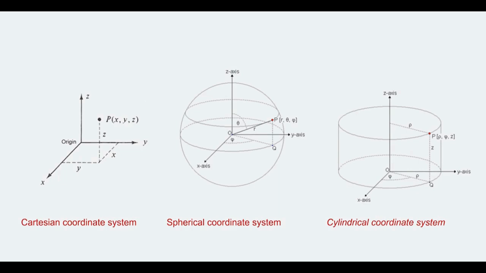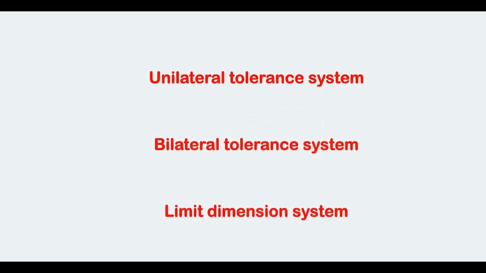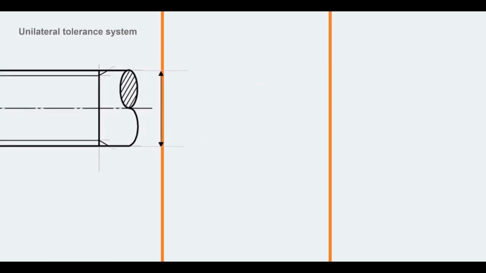Tolerances, as discussed before, are shown in the drawings. The tolerances on the dimensions can be specified in three ways: unilateral tolerance system, bilateral tolerance system, and limit dimension system. In the unilateral dimension system, the tolerance is provided only in one direction from the basic size.